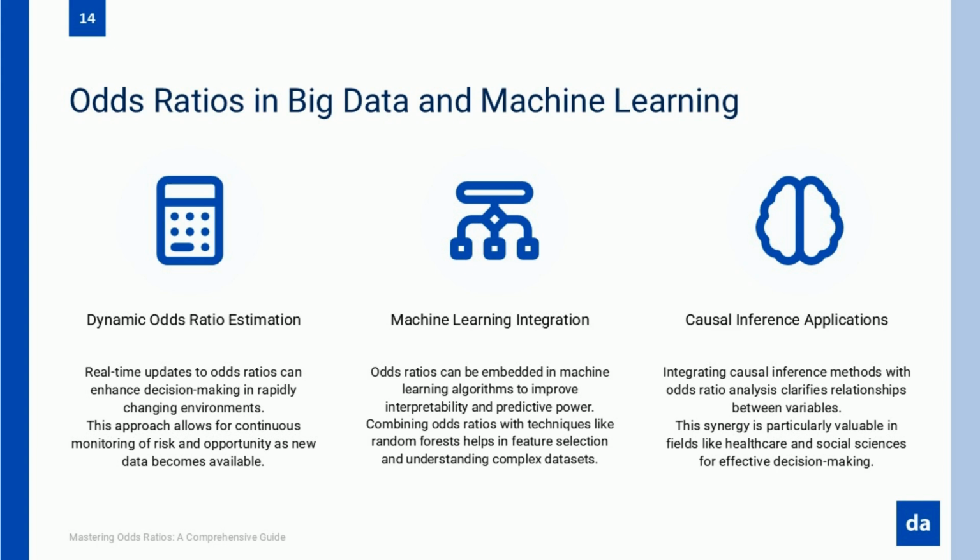The challenge of explaining black box machine learning models to stakeholders has led to increased interest in model interpretability techniques. Odds ratios are finding a new purpose in this domain. By translating the complex outputs of neural networks or support vector machines into odds ratios, data scientists can provide more intuitive explanations of how changes in input variables affect the predicted outcomes. This approach bridges the gap between sophisticated machine learning algorithms and the need for clear, actionable insights in business and policy decisions.